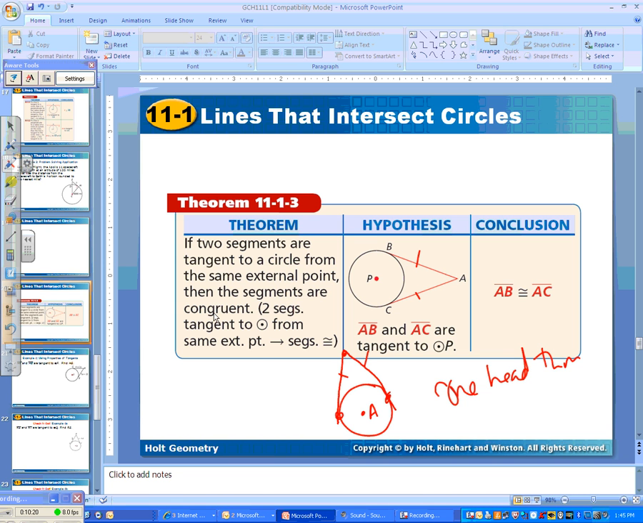But if we're going to use it in a proof, you'd have to say: two segments tangent to a circle from the same point, then the segments are congruent. That's how you would write it in a proof. I prefer cone-head theorem. I don't know why they haven't published this yet, but apparently this is how they're going to write it. Okay, these ones are super easy.